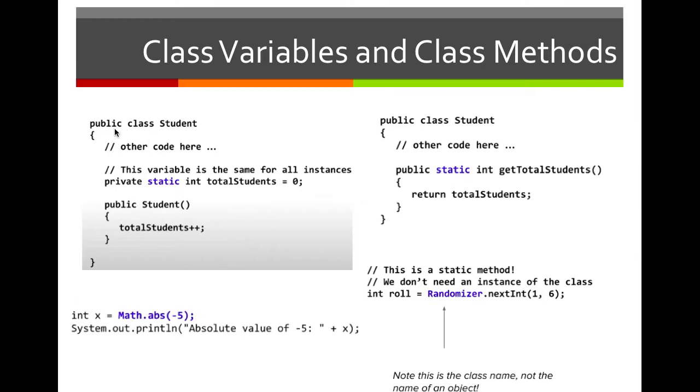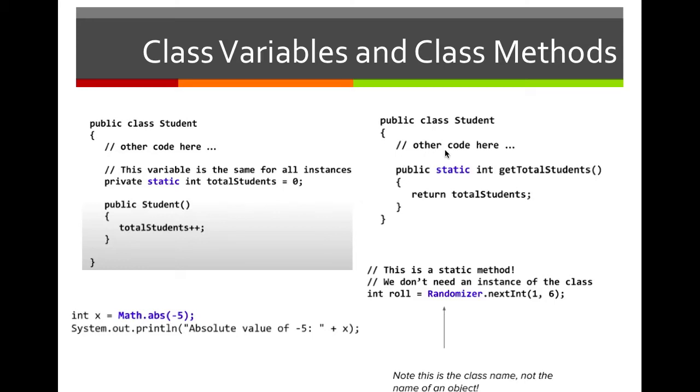You can see we have public class Student and we have a private variable, same private as in the getter and setter methods I showed you, but here we see static. This static means this is a class variable, not an instance variable. The type is integer, so totalStudents equals 0. We use the public Student constructor to increase this variable.